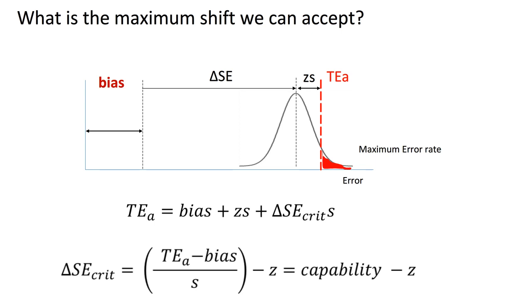Shifts smaller than the critical shift size will not cause the serious error rate to exceed the maximum allowable error rate. We need to know when the process has changed in a way that would cause us to exceed the maximum error rate. Thus, we need our control scheme to produce a signal when a shift of this size occurs.